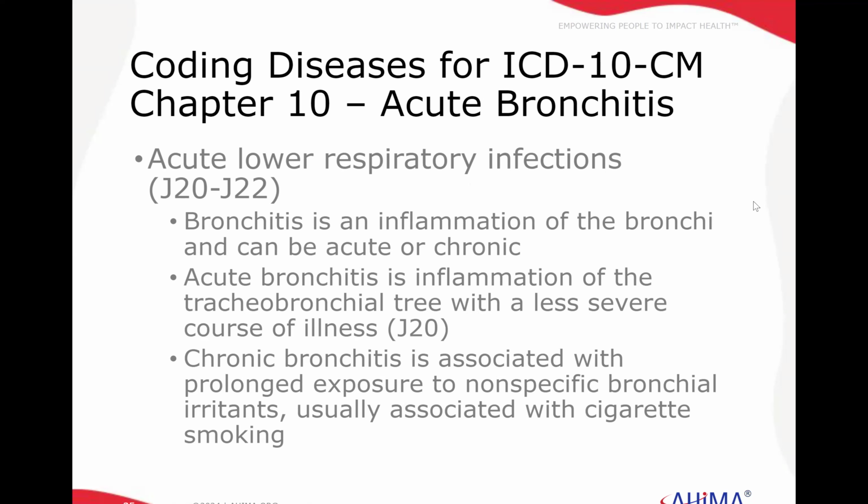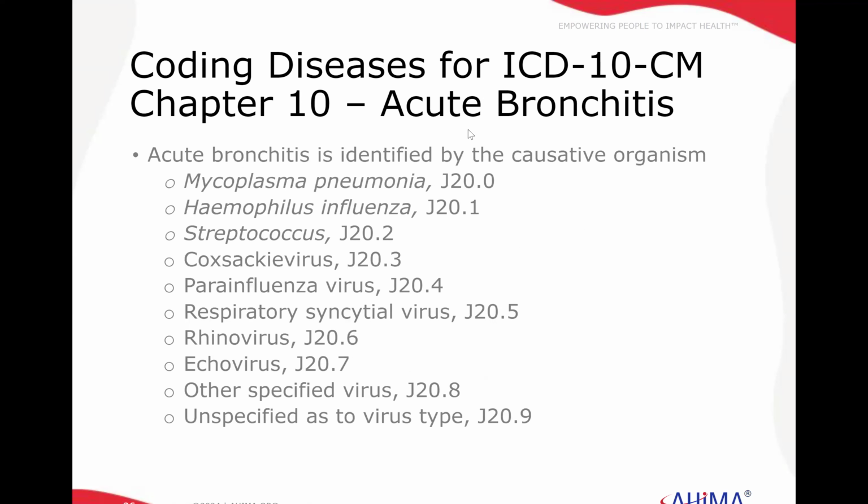Bronchitis can either be acute or chronic. Chronic usually is resulting from some sort of exposure, cigarettes, industrial chemicals, what have you. And can also be caused by other microorganisms, as you can see here. With acute bronchitis, we can have it due to mycoplasma, strep, coccidiovirus, parainfluenza, RSV, and others.